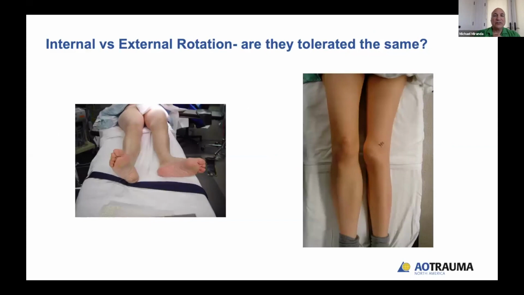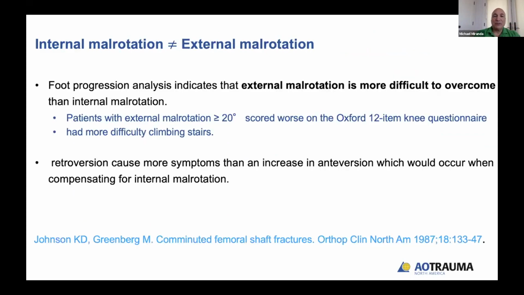Internal versus external rotation: are they the same? The foot progression analysis indicates that external malrotation is much more difficult to overcome than internal malrotation. Patients with external malrotation greater than 20 degrees scored worse on functional outcome scores and had more difficulty climbing stairs than those with internal rotation.